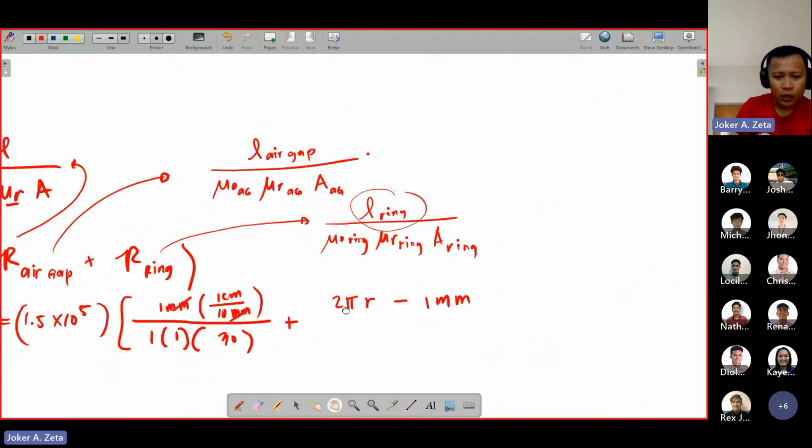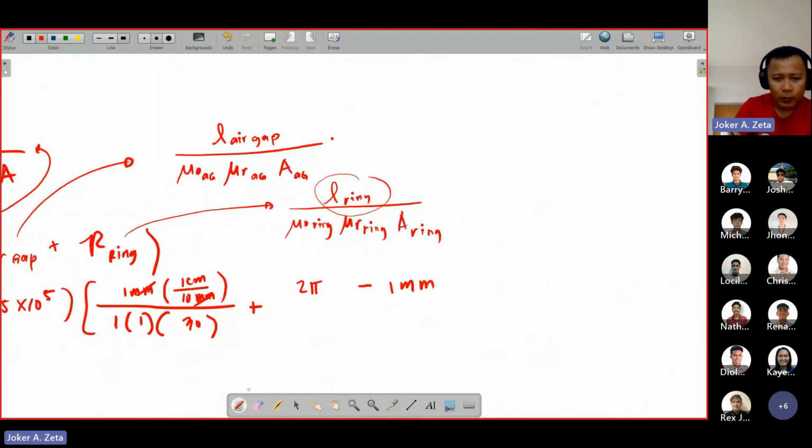So, let's change this. This would be 2 pi times 10 centimeters, minus the length of the air gap. We will not include the length of the air gap here, because the reluctance of the air gap is solved separately. So, we subtract the air gap from the length of the ring. This will be minus 1 mm. Let's convert: 1 centimeter is equivalent to 10 mm.